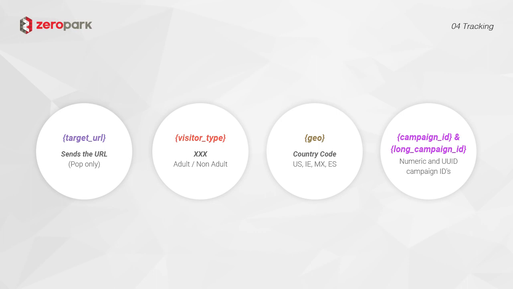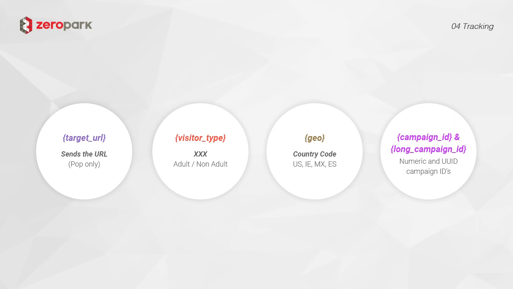The next token is the target URL. This only works with POP. If it's available, it will send you the target URL, the ID of the domain that's sending you traffic. Visitor type, so if you're targeting adult and non-adult traffic, you can find out which one you're getting more conversions from. The geo, so this will send the country codes. If you're doing a multi-geo campaign, this is very useful to see which country is sending you the most conversions.